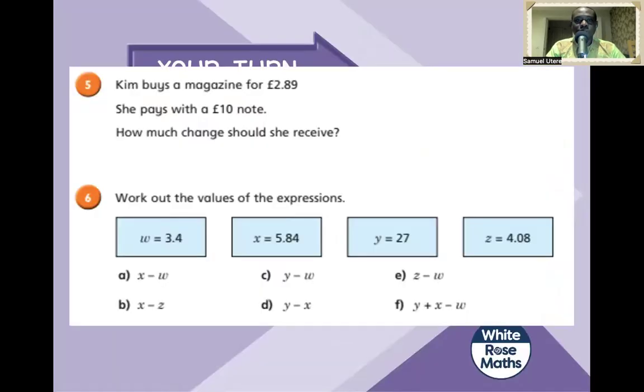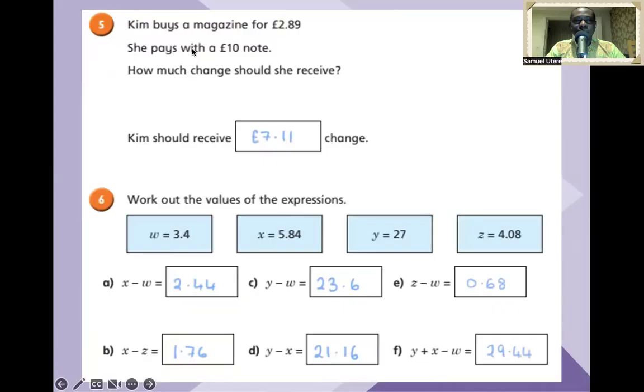Okay, pause the video and answer questions 5 and 6 in 4 minutes. Assuming you've paused the video and you've answered the questions, here are the answers. So here you ask, Kim buys a magazine for £2.89. She pays with a £10 note. How much change should she receive? Okay. The way to do that is to do 10 subtract 2.89. So use your column method.